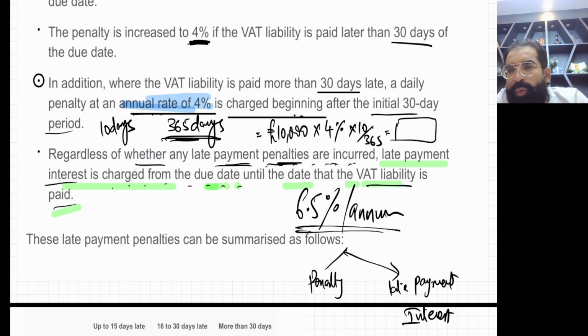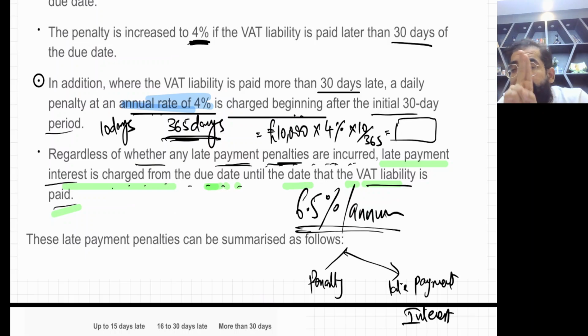Just think, if you take a loan from the bank, if you block the money of the bank, if you take an overdraft from the bank, you have to pay interest on a daily basis. So the same is the case with the tax department. If you block the money of the tax department, then in that case you have to pay them interest. So it's their right.